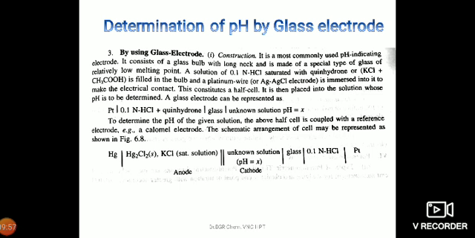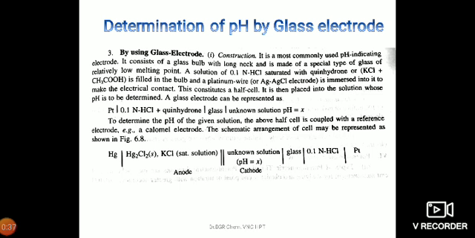A solution of 0.1N HCl saturated with quinhydrone or KCl plus acetic acid is filled in the bulb and a platinum wire is immersed into it to make the electrical contact, and this constitutes a half cell, and it is then placed into a solution whose pH is to be determined. A glass electrode can be represented as Pt | 0.1N HCl plus quinhydrone | glass | unknown solution of pH equal to X. To determine the pH of the given solution, the above half cell is coupled with a reference electrode, that is a calomel electrode.